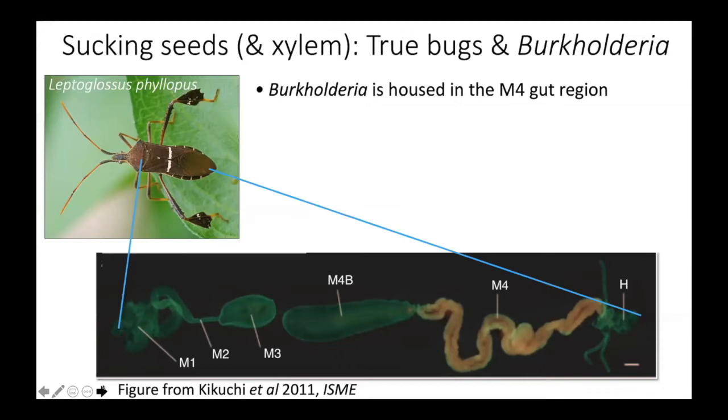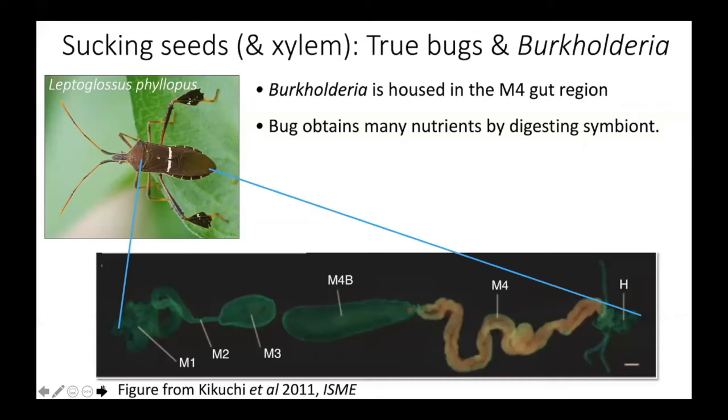This symbiosis is crazy because it's really, really specific. The junction between the M4 region where the bacteria live and the M4B and the upper regions of the gut is very picky, and it only allows Burkholderia cells to pass through it. So no solids can pass through this gut at all. Recent research suggests that the insect is obtaining many nutrients from the Burkholderia that are living in this gut section, which is totally dedicated to them. That includes things like amino acids and vitamins, because the actual bacterial cells are pumped from the M4 region where they are happily living back up into the M4B region, where the cells just get completely digested by the insect.